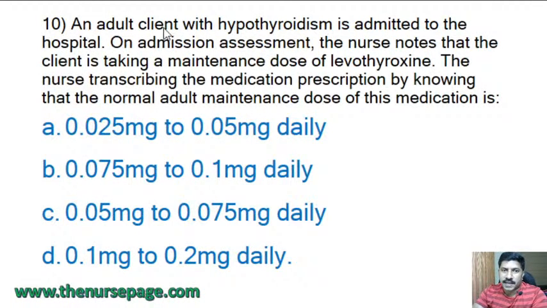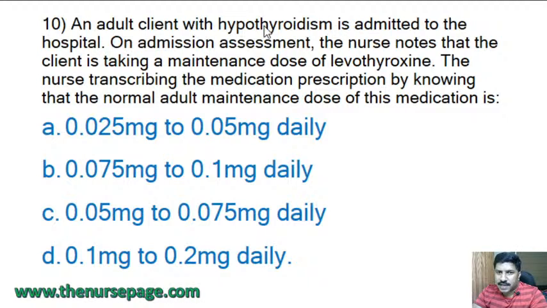Next question. An adult client with hypothyroidism is admitted to the hospital. On admission assessment, the nurse notes that the client is taking a maintenance dose of levothyroxine. The nurse is transcribing the medication prescription by knowing that the normal adult maintenance dose of this medication is.